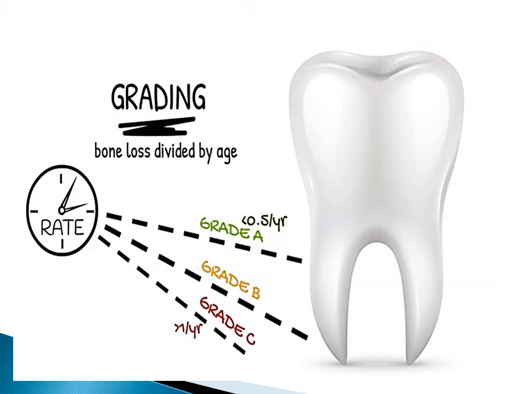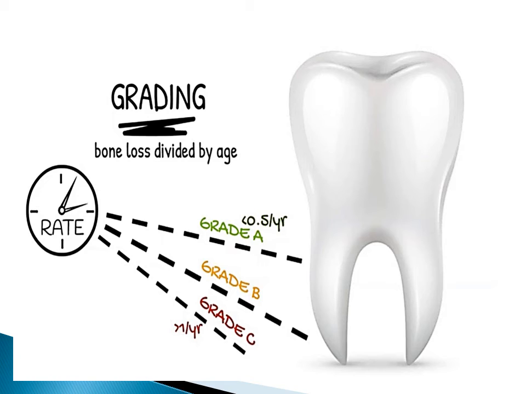Grade A periodontitis is assigned if the maximum amount of radiographic bone loss in percentage terms is less than half of the patient's age in years. For example, less than 30% in a 60 years old patient or less than 40% in an 80 years old patient.